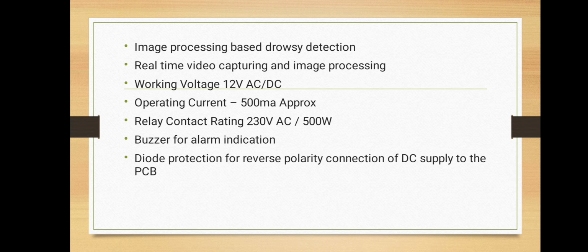It has image processing based drowsy detection and real time video capturing and image processing, working voltage which is 12 volts, and operating current that is 500 milliampere, relay contact rating 230 volt and 500 watt, buzzer for alarm indication, and diode protection for reverse polarity connection of direct current supply to the PCB.